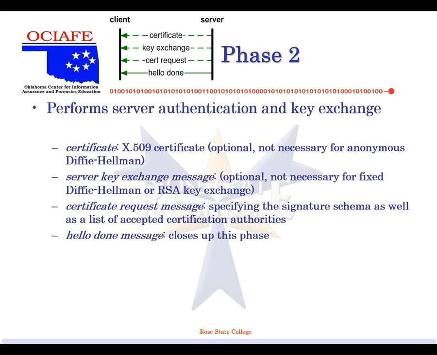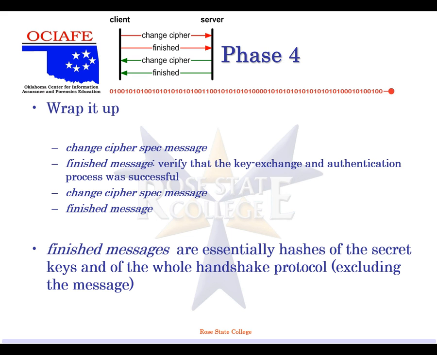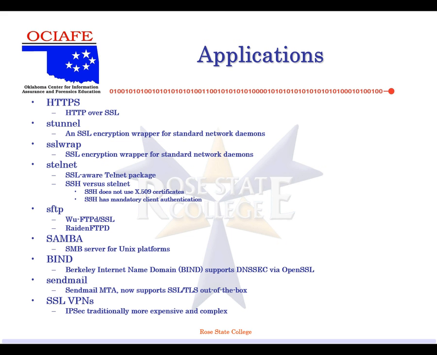So here's where we come up with a different exchange protocol. We start sending our message, then we wrap it all up. And actually, there's another slide here, about different applications. We can have HTTP over SSL, which is HTTPS. We could have stunnel, SSL wrap, S-telnet, SFTP, Samba, BIND, sendmail. SSL pretty much works with everything, which is kind of nice.